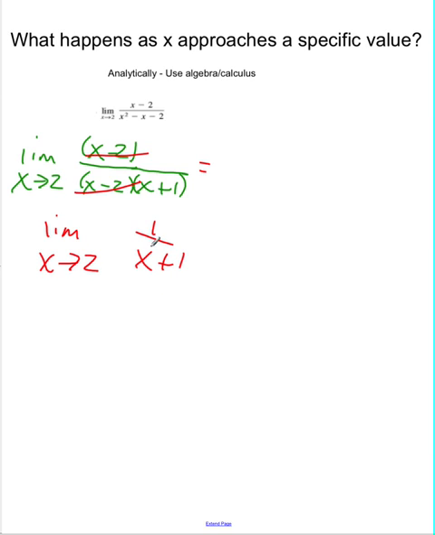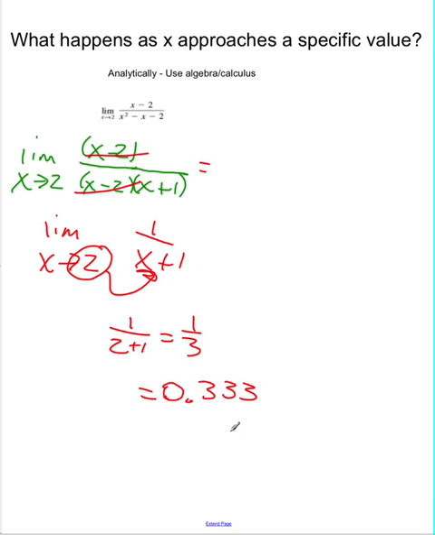But at this point in time, you can see I can simply plug in the 2 into my x value, and this is 1 divided by 2 plus 1, or 1/3. Now, let's just write this as 0.333. Remember, you always want to take things to 3 decimal places. You can truncate or you can round. Mathematically, I want you to round.